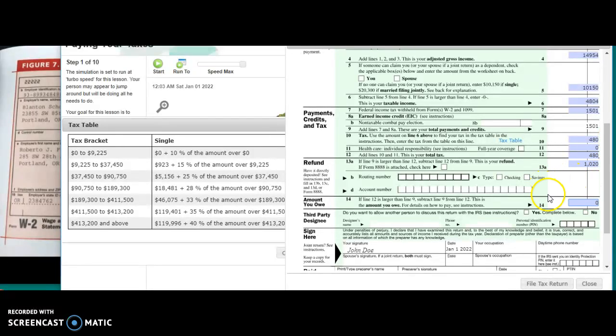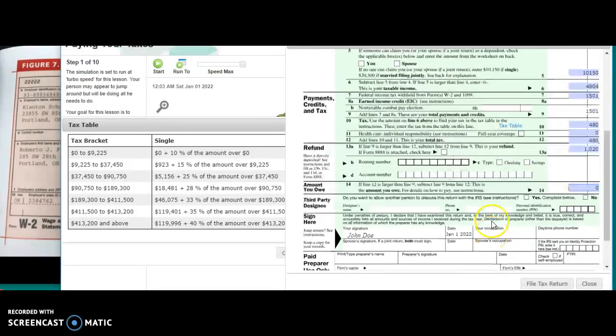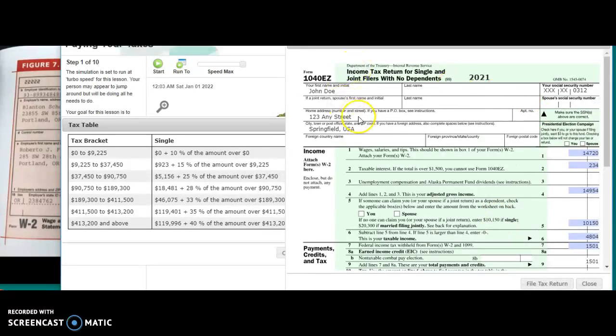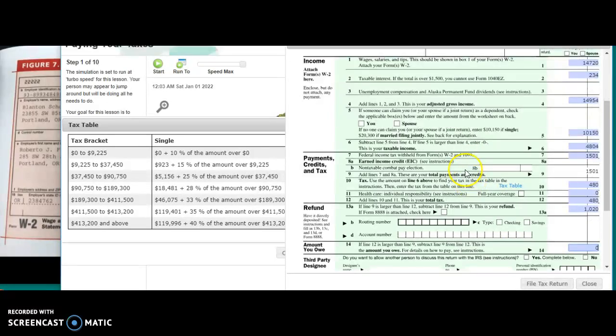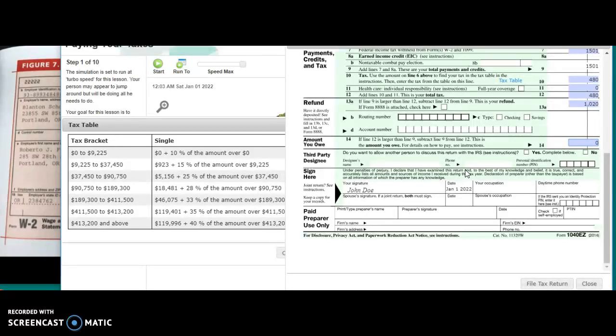Of course, if you were really filing the tax return, you would have to sign and indicate where you want your refund to go, all those types of things as well. But filing electronically, we do not have to fill that in by hand.